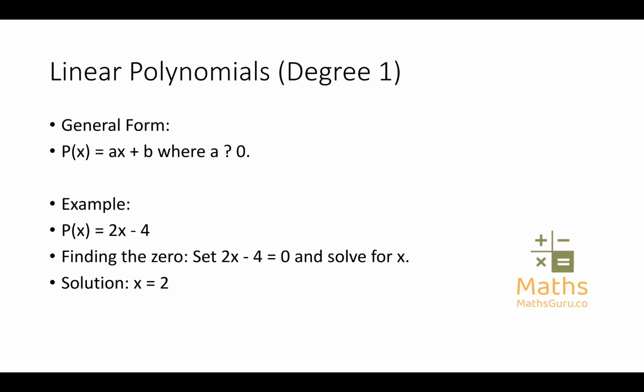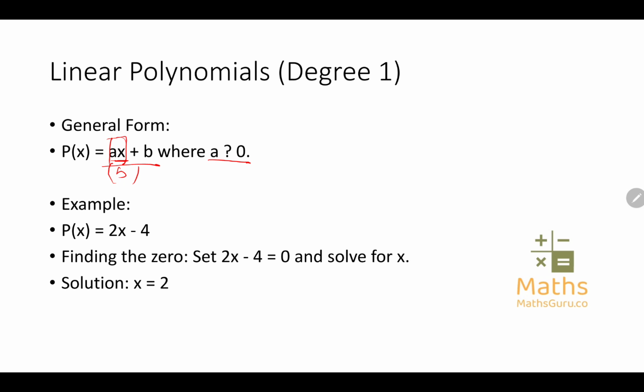Let's first take the linear polynomial. A linear polynomial means a function with degree 1, so it would be just x, not x square or anything. So ax plus b is a linear polynomial, but the condition is that a should not be 0. If a is 0, then this whole expression would become 0, and it will just remain with some constant b. So the condition is that a should not be 0 for a linear polynomial.